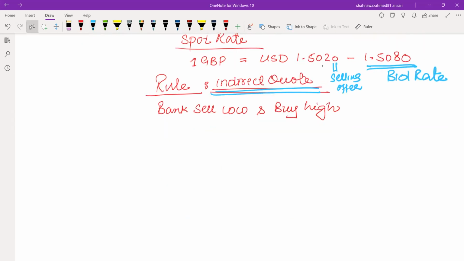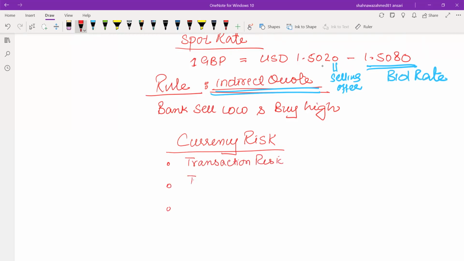Now, in order to manage currency risk, when we say currency risk, it can be classified into three types. One is transaction risk. The other one is translation risk. And the third one is economic risk.